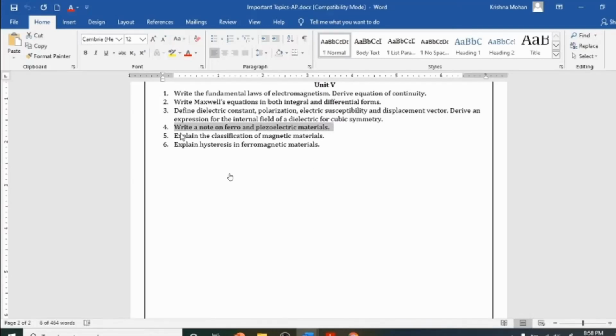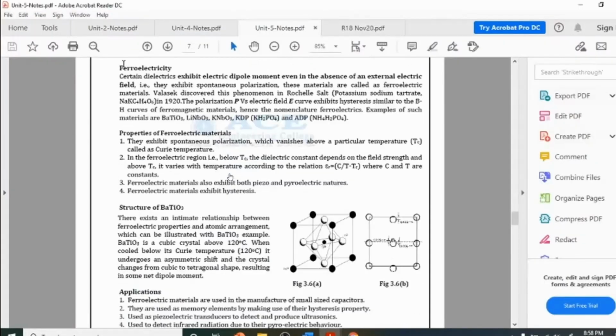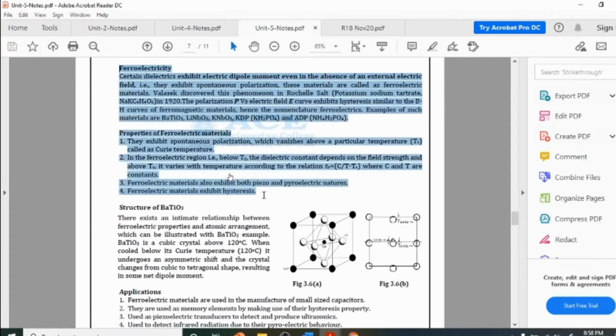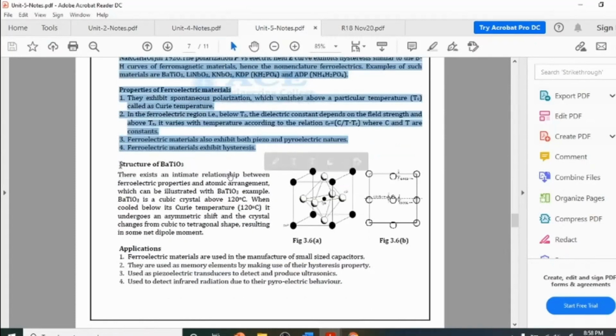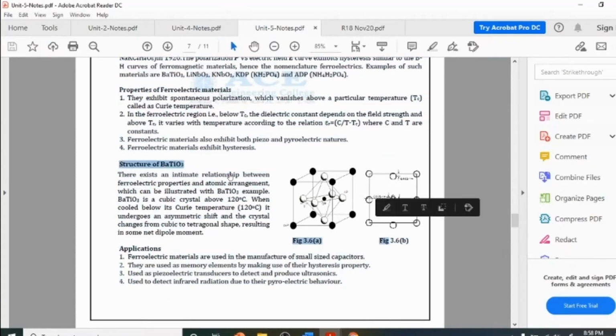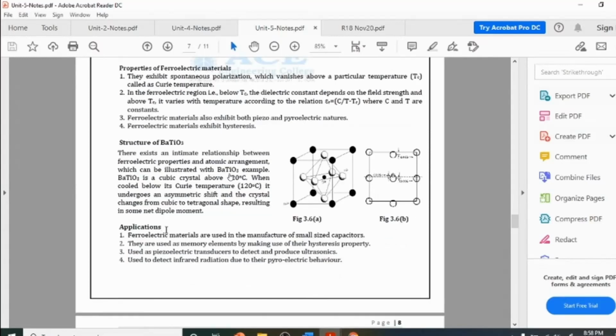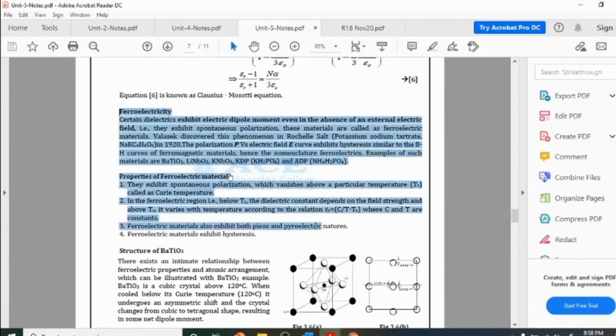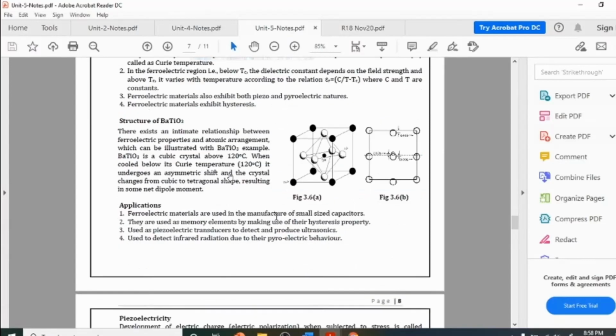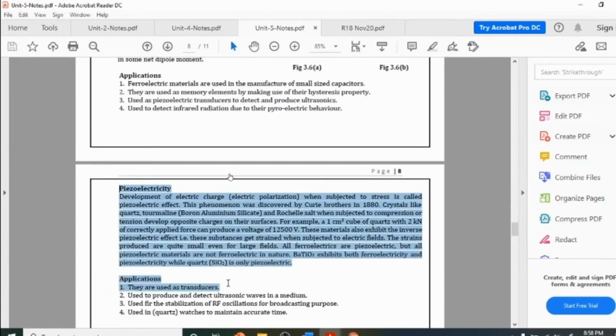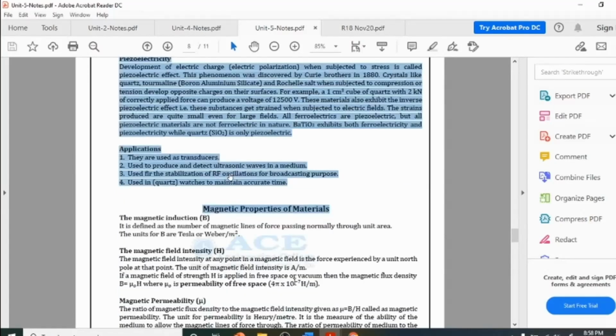And then the classification of magnetic materials. This you can study easily: dia, para and ferromagnetic materials. I would show you that in the notes. So this is about the ferroelectricity part. And if you are asked to write about barium titanate, then you write about barium titanate. This is separately given. So you can mention only up to here if you are asked to write about ferroelectricity. And if you are asked to write about piezoelectricity and their applications, similarly ferroelectricity and applications, that you need to write.